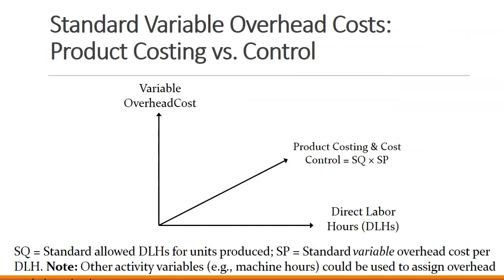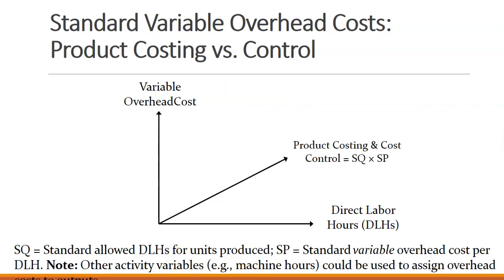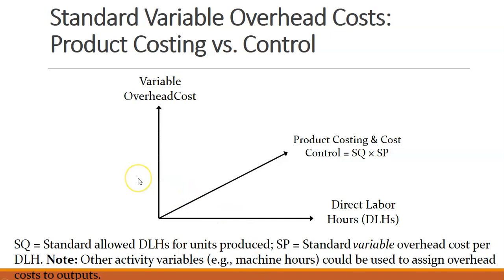Looking at this graph, we see variable overhead cost, and we're looking at product costing and cost control. So we carry over those standard quantity and standard prices concepts that we talked about in Chapter 14. And we want the standard allowed direct labor hours, and the standard price is the standard variable overhead cost per direct labor hour. So variable overhead is assumed to be linear based on the number of outputs.